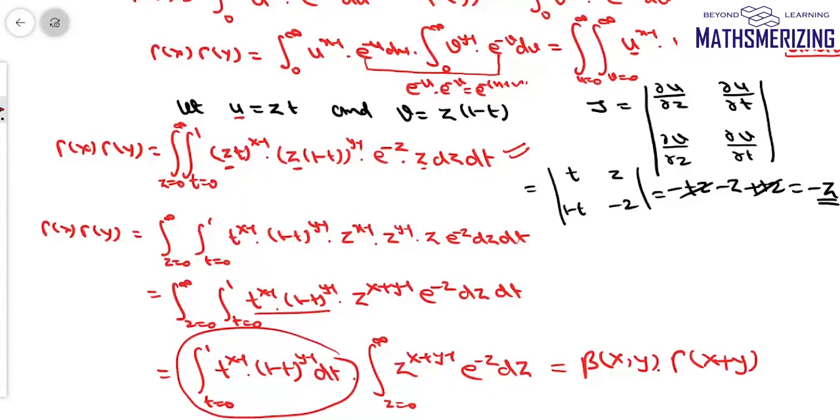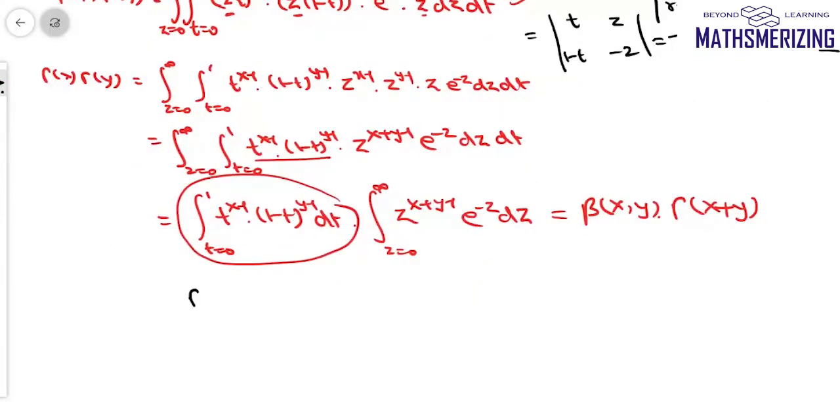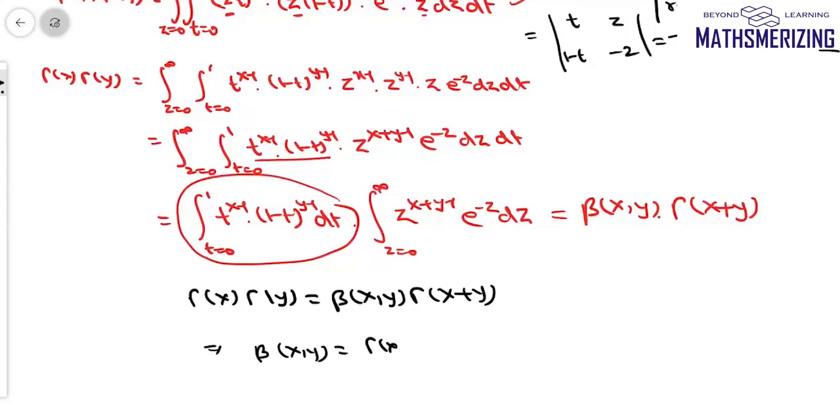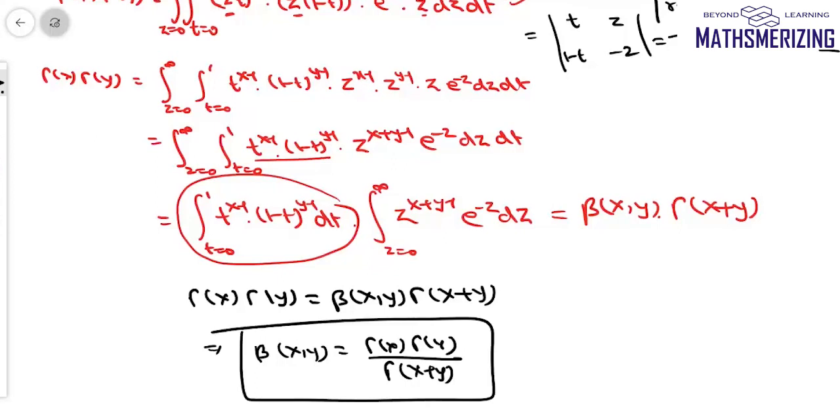So now we have this relation, which is gamma x into gamma y is equal to beta(x, y) into gamma x plus y. So we can write beta(x, y) equals gamma x into gamma y upon gamma x plus y, and that is the relationship between the beta function and the gamma function.